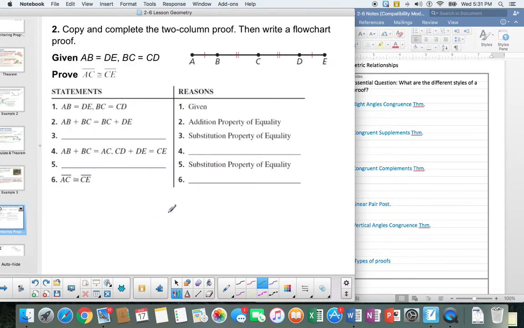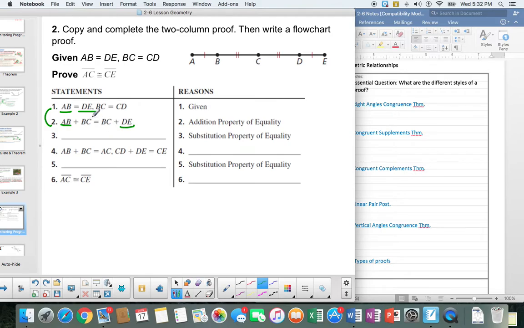All right, here's a two-column proof, and let's see if we can get through this two-column proof. What we want to do is prove that this whole length is congruent to this whole length right here. Let's take a look from line 1 to line 2. Notice there's an AB and an AB, there's a DE and there's a DE.